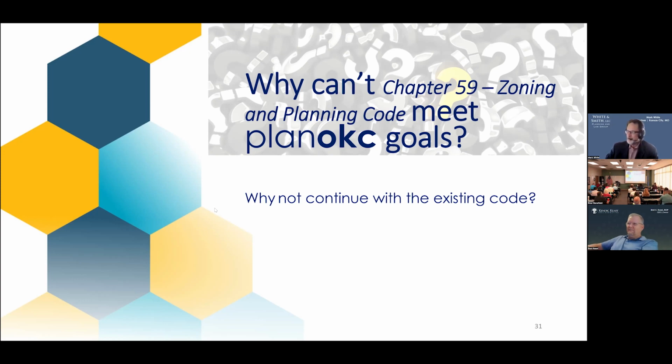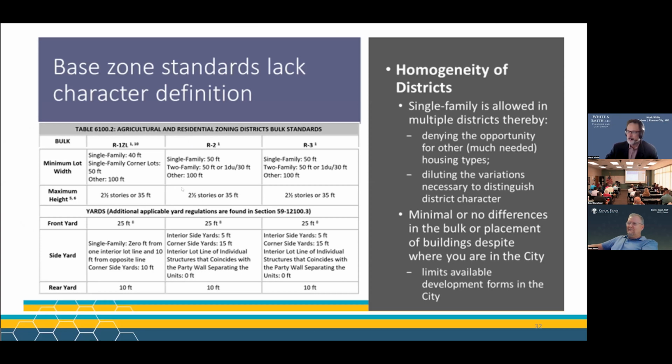And what we're finding is that what we have codified today, which you will read in chapter 59, isn't up to the task that's laid out for us in Plan OKC. And so I'm going to talk a little bit about why. And here's some of the details.